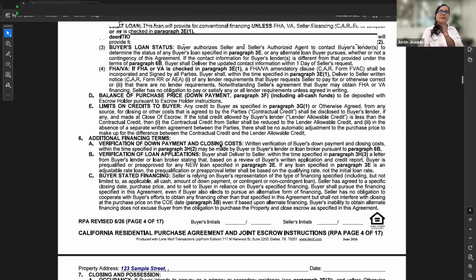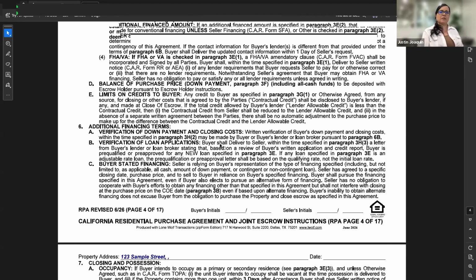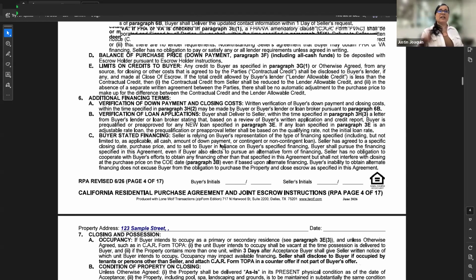Okay, balance of purchase price. Makes sense, right? That needs to be deposited with escrow prior to the close of escrow. E, limits on credits to buyer. This is another one of those really dense paragraphs. Here is what it means, because I don't think I'm going to have time to read each paragraph. It says there's something known as a contractual credit and a lender allowable credit. Which one do you think supersedes and prevails, the contractual credit or the lender allowable credit?